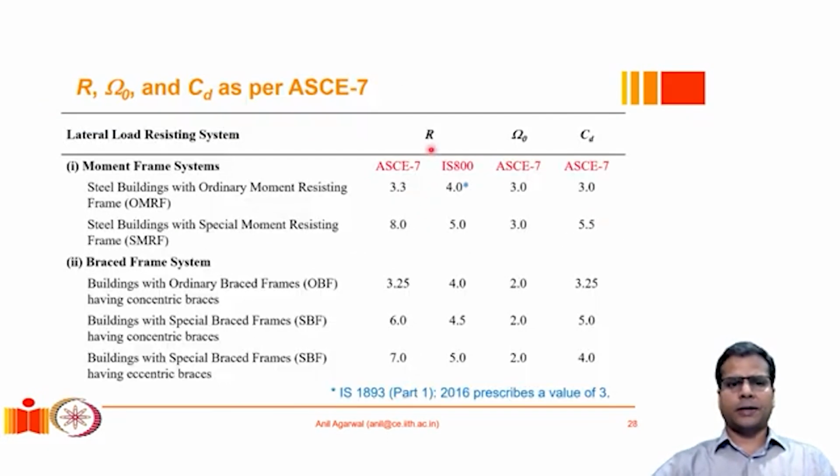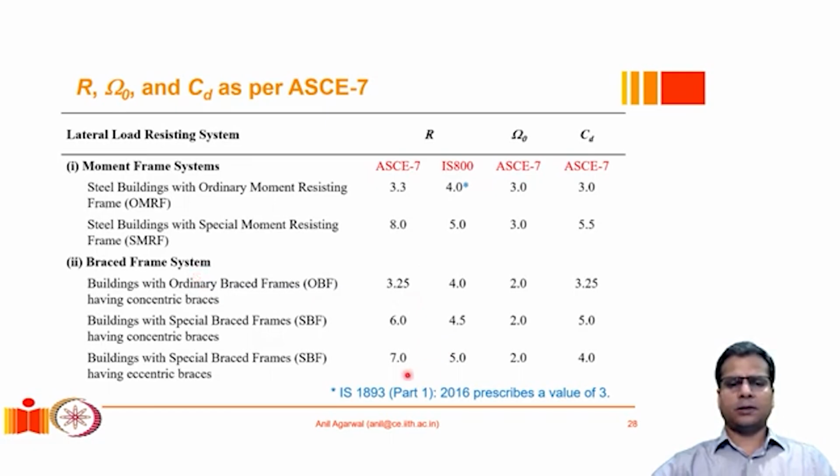The three coefficients that we just talked about, the response reduction factor, the overstrength factor, and the deflection amplification factor, their values I have taken here in this table. I have listed their values from the different codes. So here I have taken the values given in the American Society of Civil Engineers ASCE 7 document, and also here I have listed the values of R as per IS 800 for different types of structural systems. These are for moment resisting frames, and these are for braced frame systems.